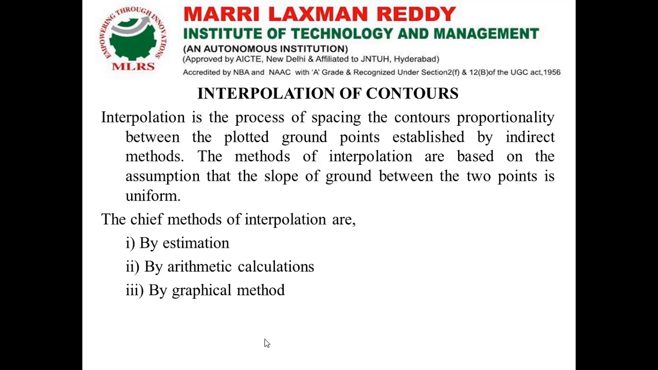Next, interpolation of contours. Interpolation is the process of spacing the contours proportionally between the plotted ground points established by indirect methods. These methods of interpolation are based on the assumption that the slope of the ground between the two points is uniform.